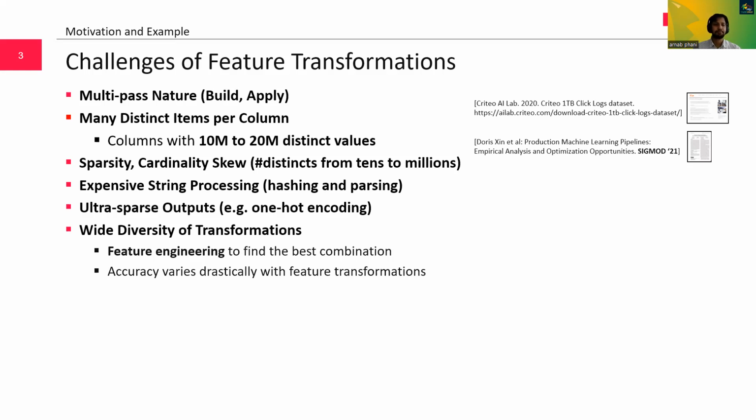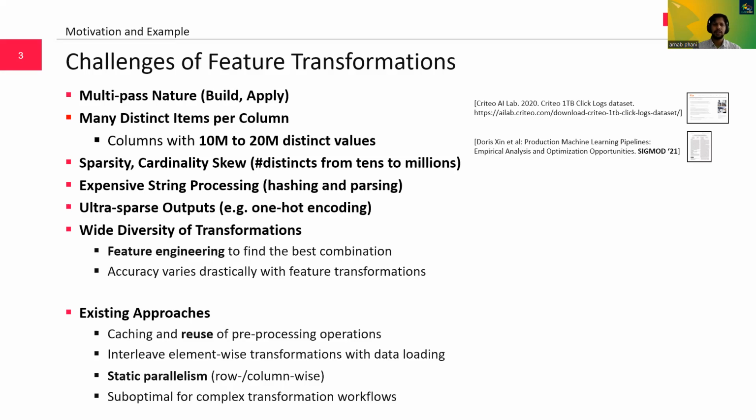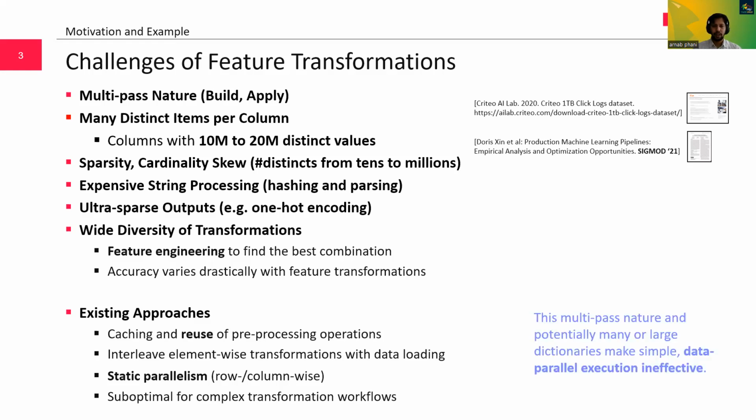of accuracy. Existing approaches use techniques to solve these problems, like reuse of redundant feature transformations, row and column-wise static parallelism, and interleaving element-wise transformations with data loading. These approaches yield good runtime for simple transformations, but fail to improve complex multipass transformations with large dictionaries.